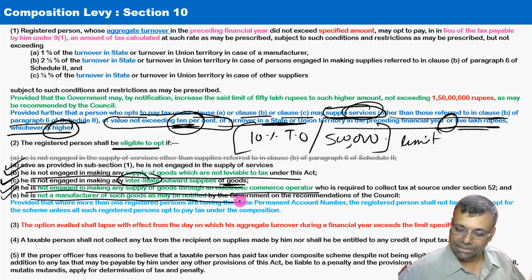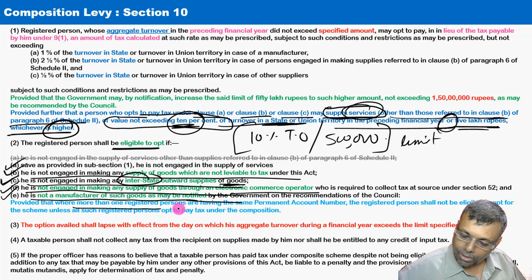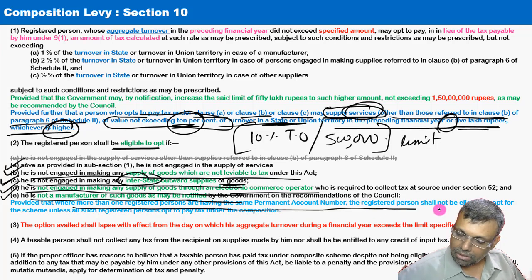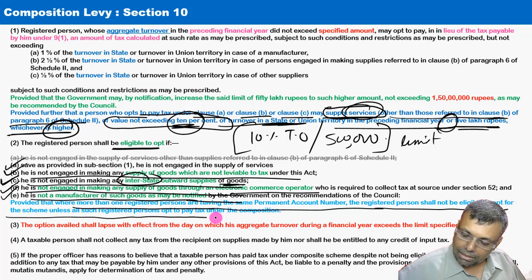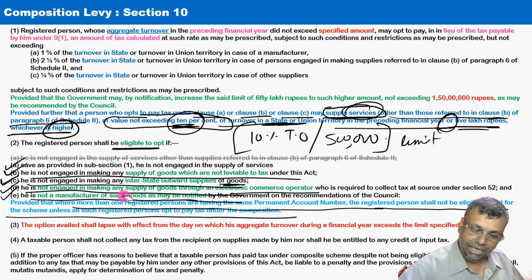For that, there's a separate summary which I've already given to you. Further, there is a provision that says where more than one registered person has the same permanent account number, the registered person shall not be eligible to opt for the scheme unless all such registered persons opt for this particular composition scheme.